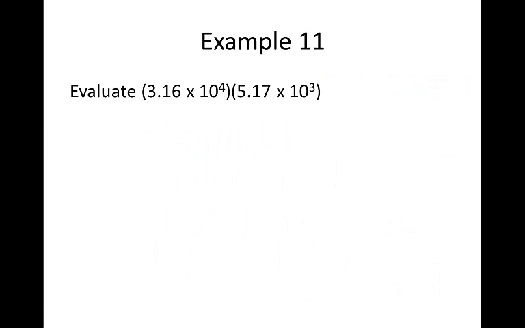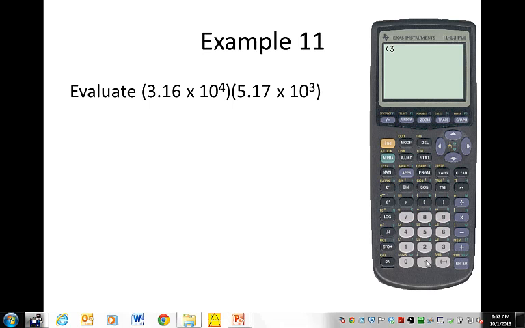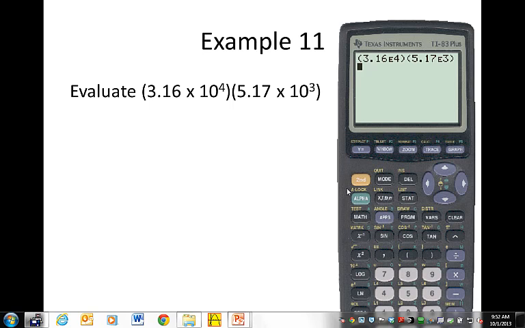So see if you can do this one on your own. Okay, let's see how we can do this. So we're going to put parentheses 3.16 and then times 10. So you're going to press second, comma, 4, and then close parentheses. And the next one, times 5.17, second comma, times 10 to the 3rd. Make sure that's clear. See how that lines up. And then press enter. And we get this big number, but I want to rewrite this in scientific notation.